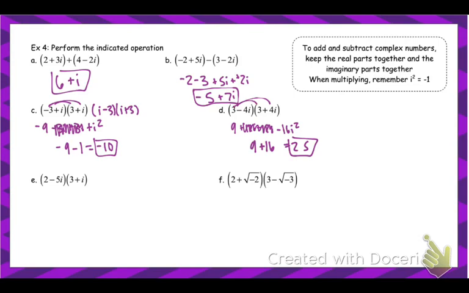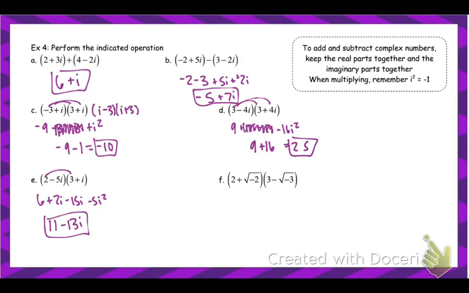All right, looking at the next one, 6 plus 2i minus 15i minus 5i squared. Minus 5i squared becomes negative 5 times negative 1. That becomes plus 5. 6 plus 5 is 11. 2i minus 15i is a negative 13i.